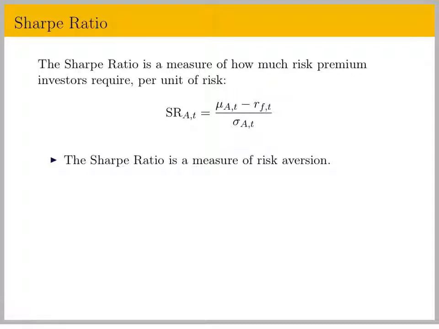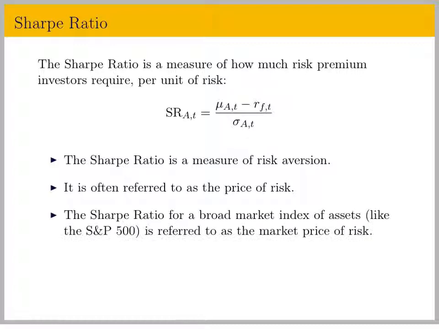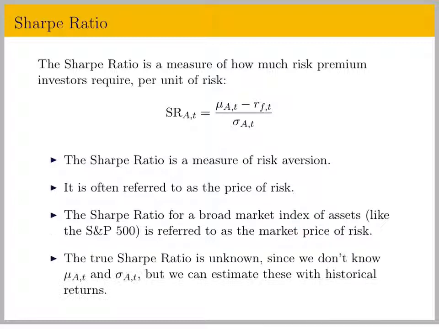So the Sharpe measure is in some sense a measure of risk aversion. It says how much investors require in terms of premium for each amount of risk. If the Sharpe ratio is low, it means investors are not requiring much in terms of a premium on the asset for each unit of risk. If it's high, it means they're very risk averse. It's often referred to as the price of risk, so this is in some sense how much risk costs in order for an investor to bear it. And if you take the Sharpe ratio of a broad index of assets like the S&P 500, that is often referred to as the market price of risk.